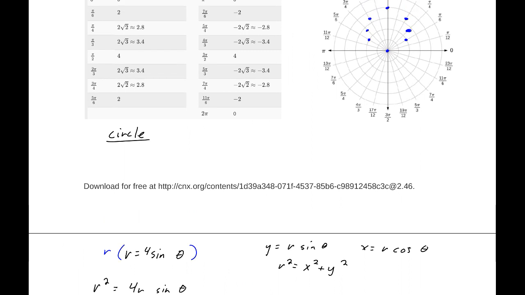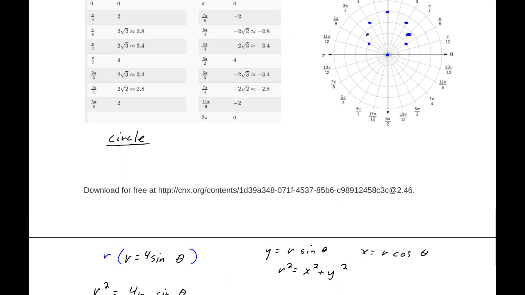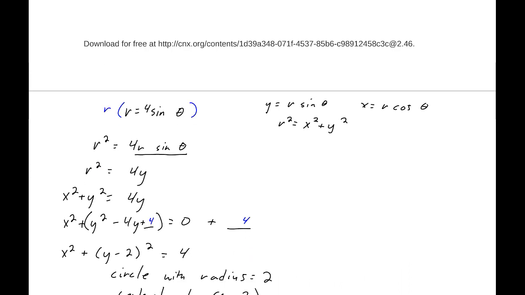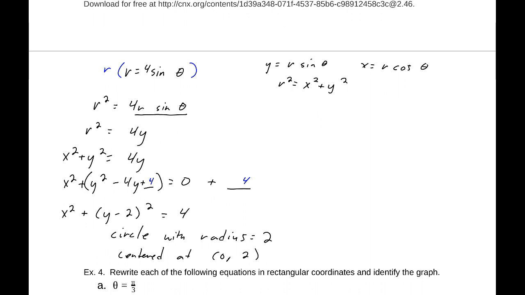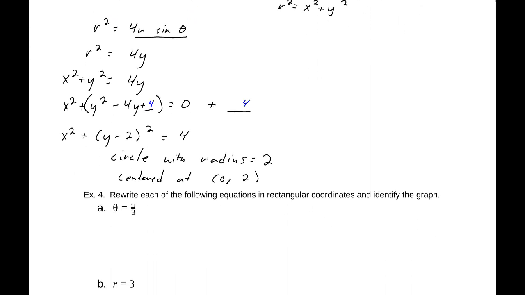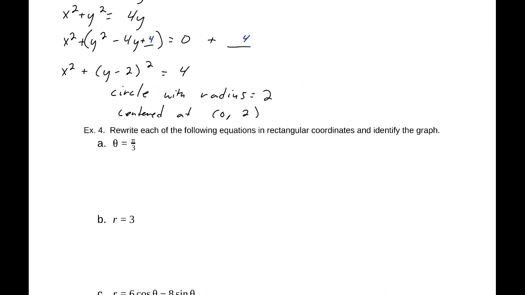Which, if you go back to that graph, I think you might be able to agree that the center of that circle is (0, 2). And there we have it. And we will actually use this technique several times in another section to write equations this way. Now let's rewrite some other equations in rectangular coordinates and then identify the graph.